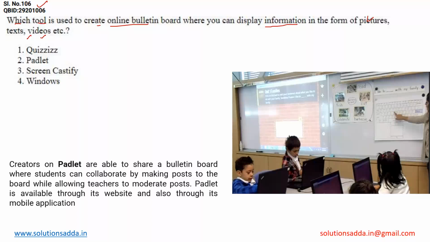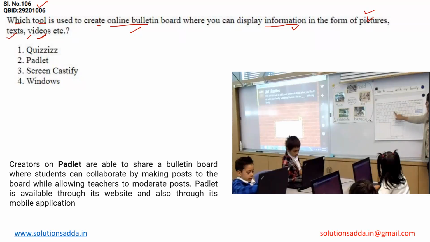So here they are asking about the name of a tool in which we could create an online bulletin board which is shareable, and we can display the information in the form of pictures. We can share the pictures, the text, and the videos, etc. A teacher can modify these pictures and text and videos. So here 4 options have been given.